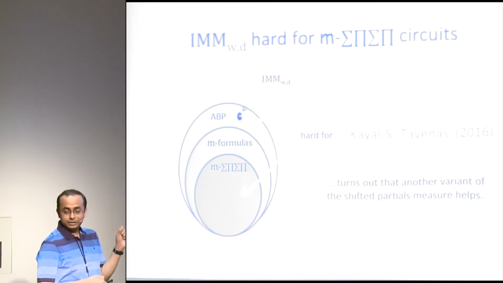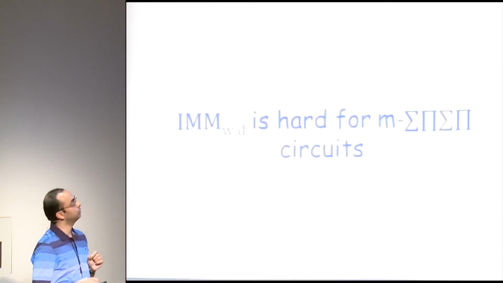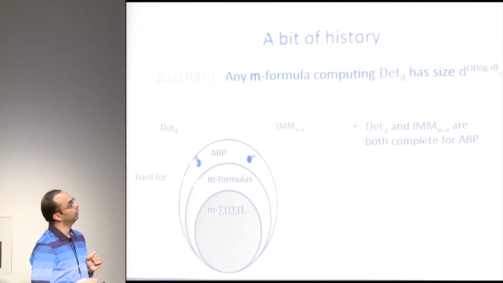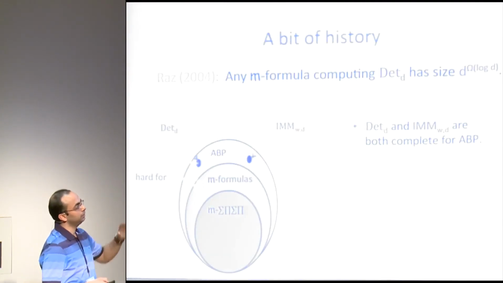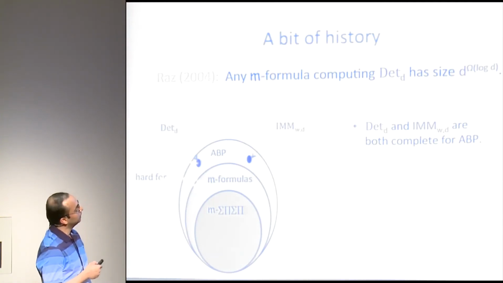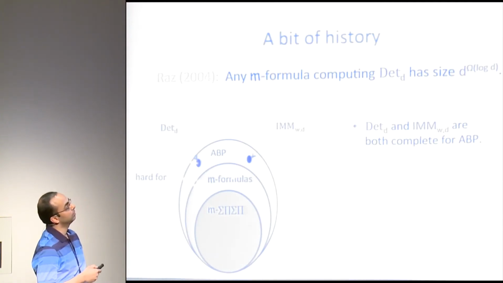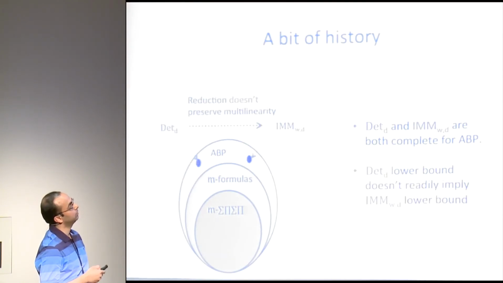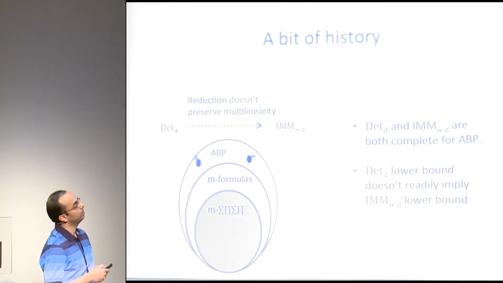It turns out that a different variant of the shifted partials measure helps here in actually giving the lower bound. I won't give you the proof, but let me give you just the history of this. Raz proved that the determinant is hard for multilinear formulas. What we want is that IMM is hard for multilinear formulas.